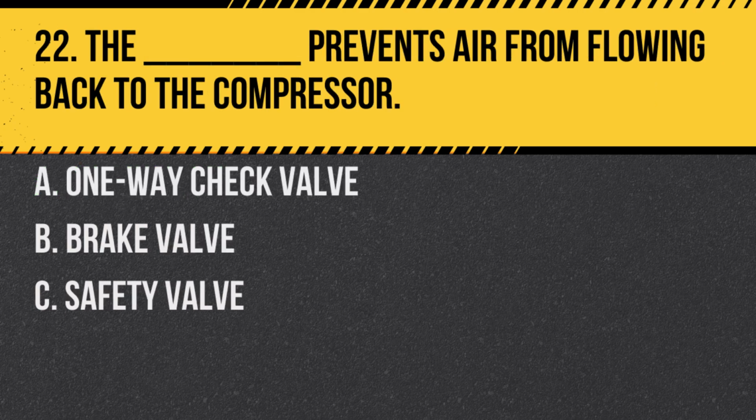Question 22. The blank prevents air from flowing back to the compressor. A. One-way check valve. B. Brake valve. C. Safety valve. Answer: A. One-way check valve. It ensures air flows in only one direction.